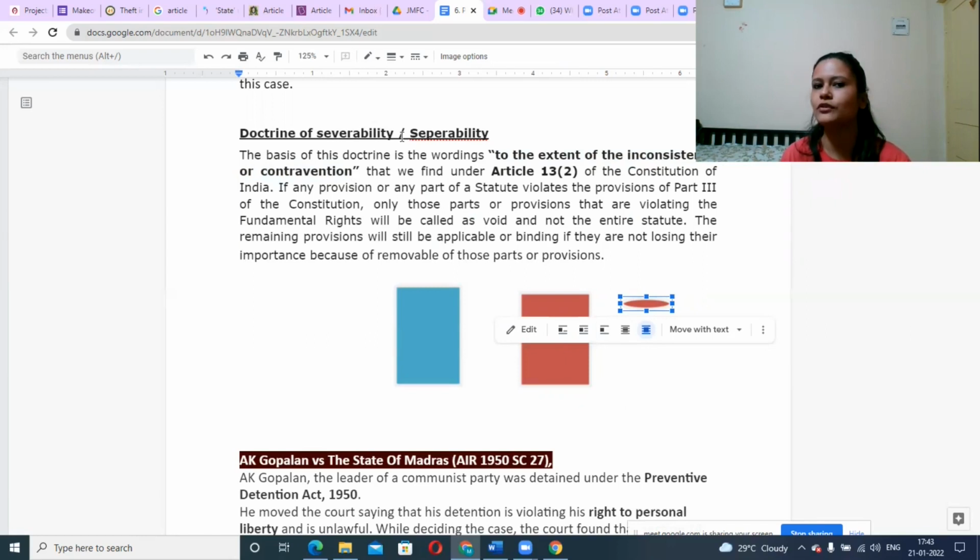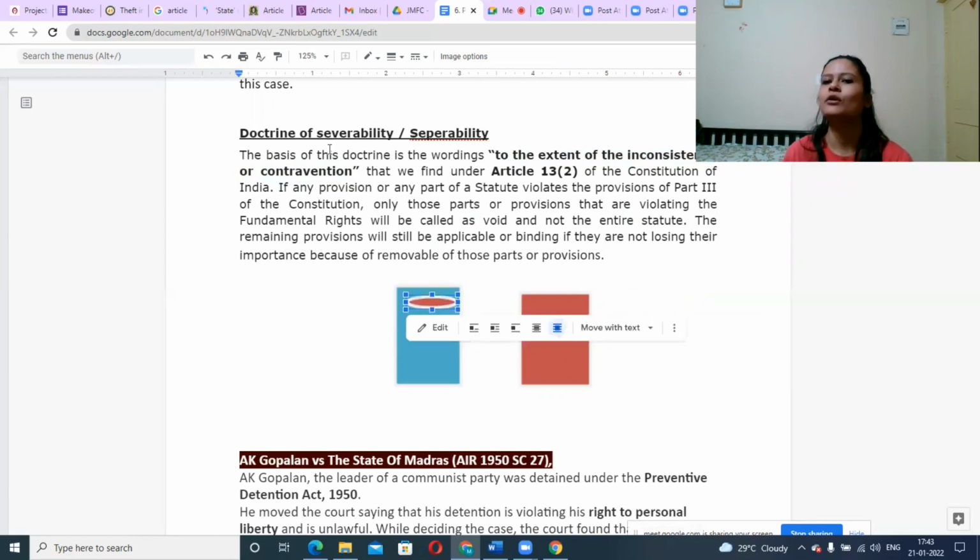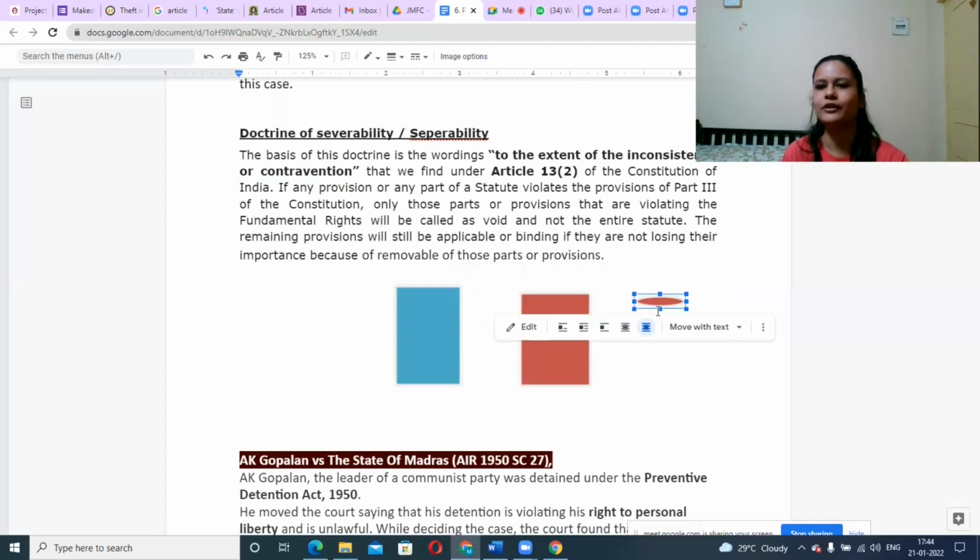Which means the doctrine of severability or separability. When there is one part which violates fundamental rights, try to see if this part can be separated or taken out or not. If yes, just consider that part to be void. The remaining part can remain as it is. Okay? Is this part clear?